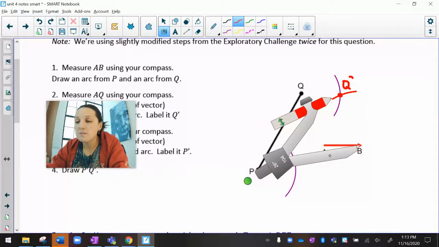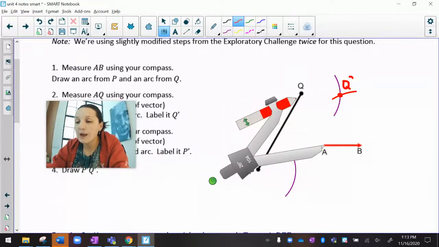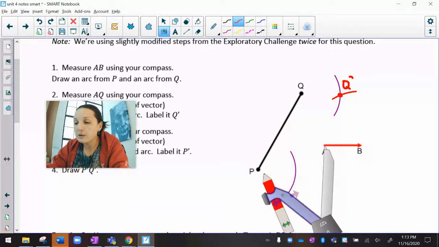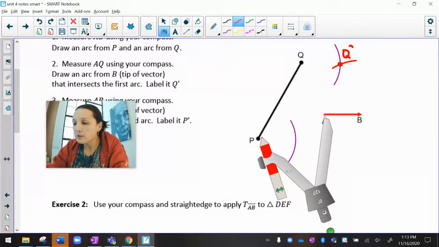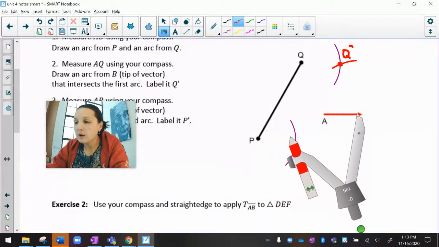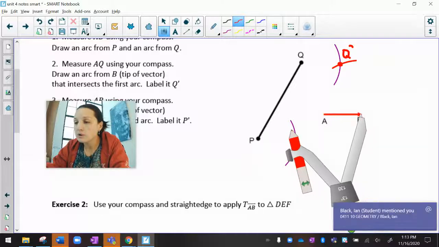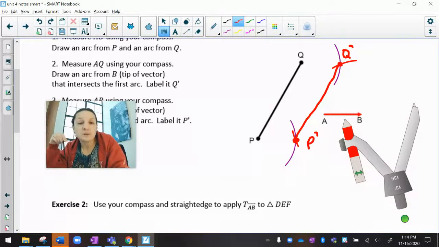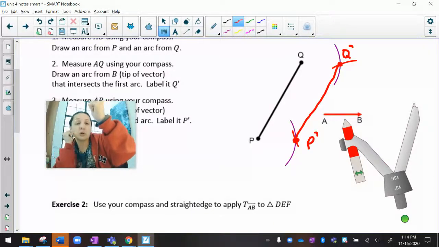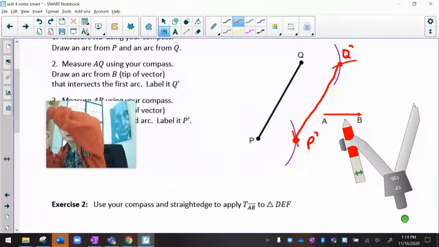Now I'm going to do the exact same thing, but do P. So anchor A to P. And I got to scroll down a little bit. So A to P. Slide down the vector. Draw the arc. And that is now P prime. And I connect them. And I've translated it. So step one is draw arcs the same length as your translation vector. And then step two is anchor your pre-image point to your vector and then slide down and draw another arc.